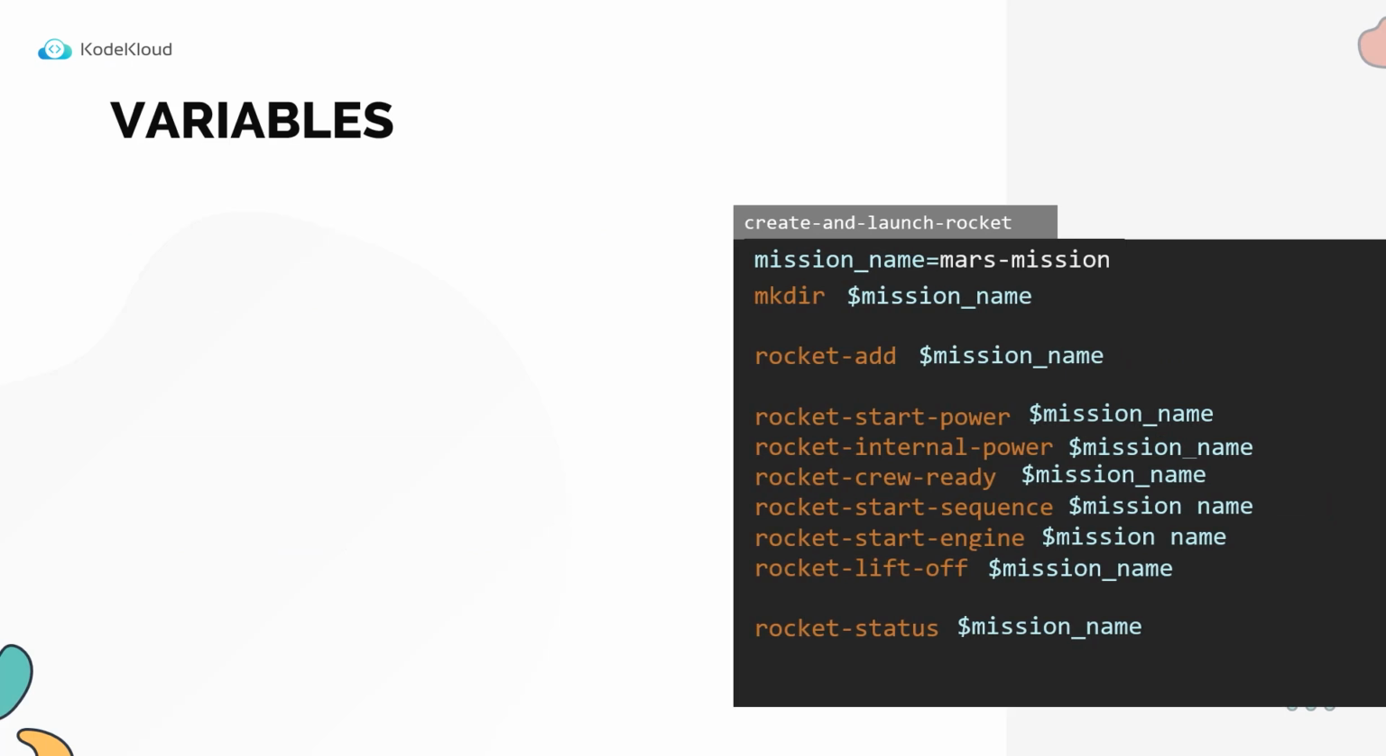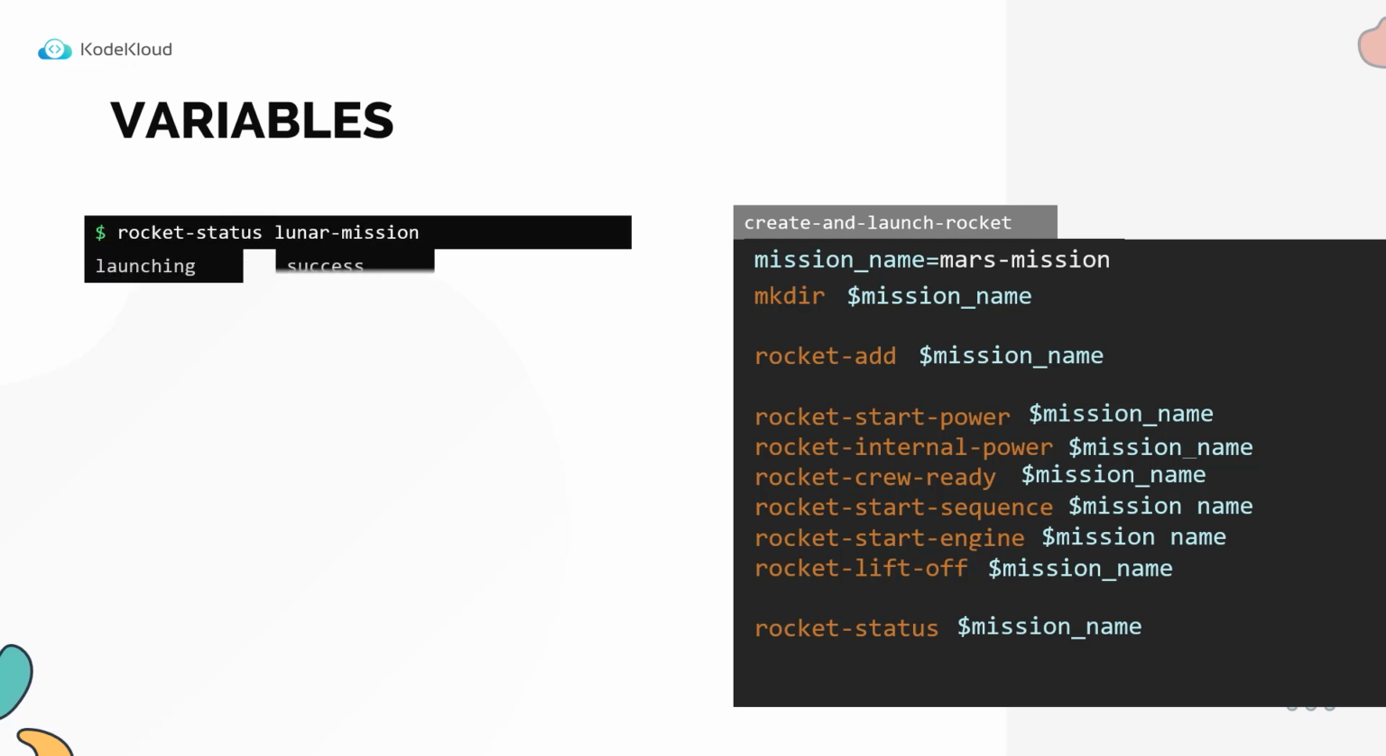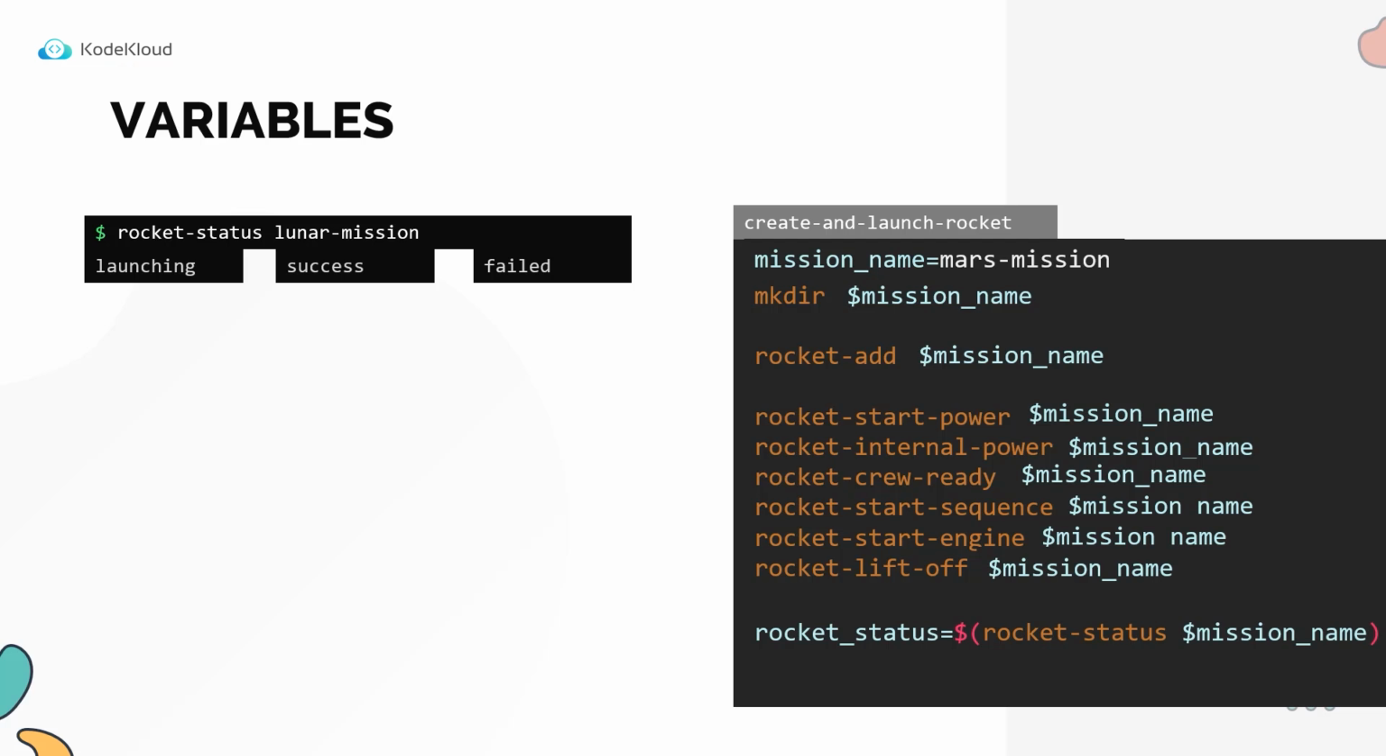We saw how the value of a variable is set to the mission name. You can also use variables to store the result of another command. For example, the rocket status command outputs the status of the launch as either launching, success, or failed. We can store the output of the rocket status command in a variable and then print a message to the screen using the echo command and replace the variable to display the status of the launch. As you see here, you can use the variable anywhere within a string to show the value as part of the string.